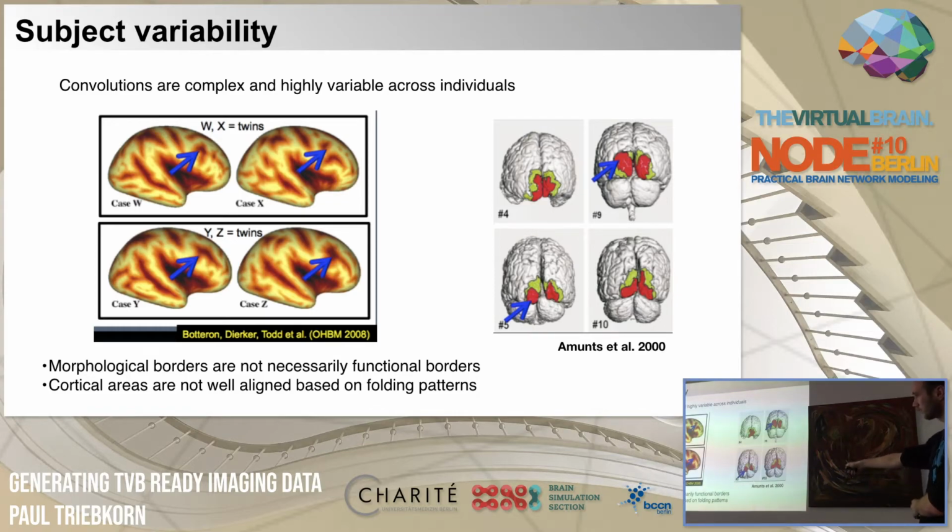And also what has been shown here, in this post-mortem analysis from 4 subjects, is that the brain areas do not really stop at anatomical landmarks. They go across gyri and sulci, which again adds constraints to this process of using just anatomical landmarks to map to the subject space.